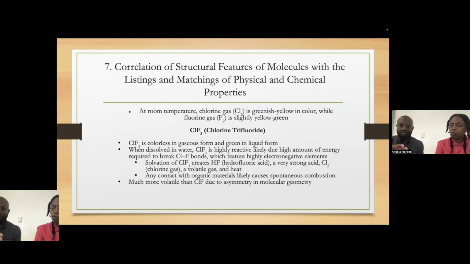And the same thing that applies to the monofluoride form applies to the trifluoride form as well when it comes to the solvation in water, in terms of it being highly reactive, and also the molecules and the heat that's released, but not the amount of heat, of course. However, with chlorine trifluoride, because of its more complex molecular geometry, it is highly, highly volatile, to the point where any contact it makes with organic materials can cause spontaneous combustion.